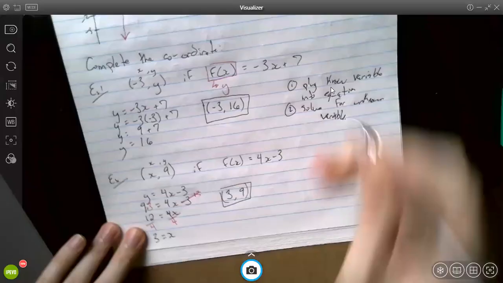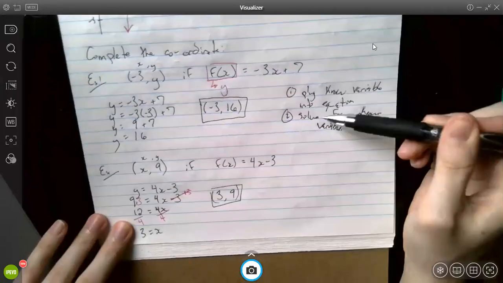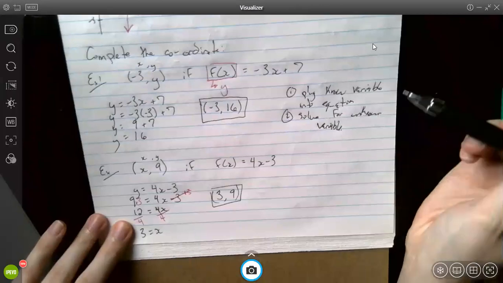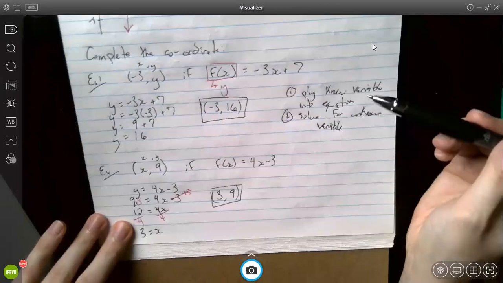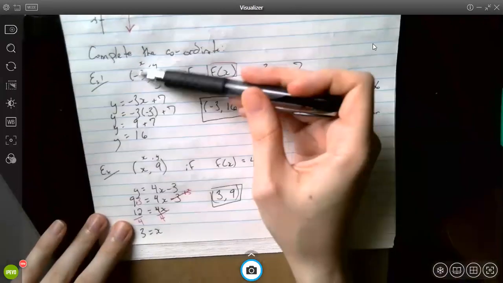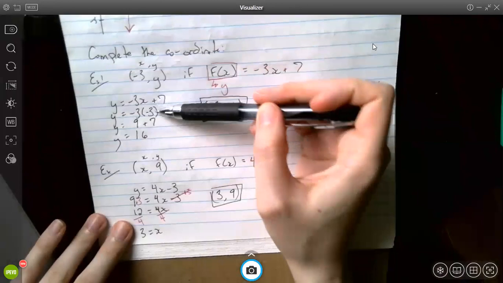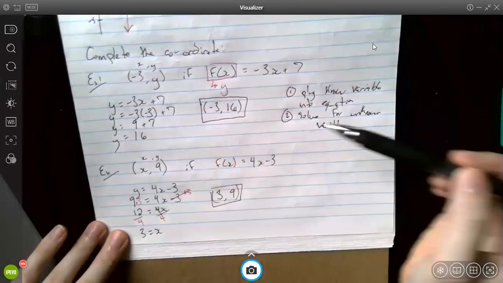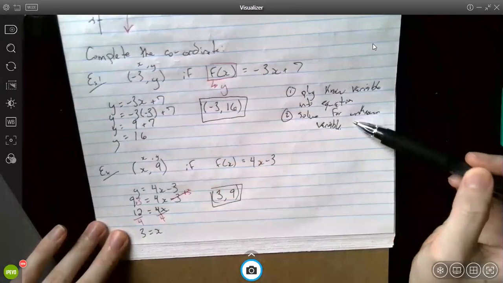So these are the two steps that you'll follow regardless of which of the two variables you're looking for, whether you're looking for x or y. You always just plug the known variable into the equation. So if it's an x variable that you know, you plug it in where the x is. If it's the y that you know, you plug it in where the y is. And then your second step is to just solve for the unknown variable.